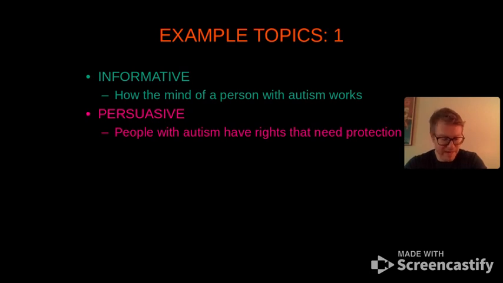So, there's a couple of examples of topics and how they'd sound in a persuasive speech versus an informative speech. So topic number one, let's say, the condition called autism. An informative speech would simply be trying to educate the audience on how the mind of a person with autism works. A persuasive speech, though, would be actually advocating for something about autism. So saying, for instance, people with autism have rights and they need protection. That's trying to get your audience to agree with you about some particular stance on an issue. In this case, autism and disability accommodation. Of course, the informative version is just, here's how the mind of a person with autism works.